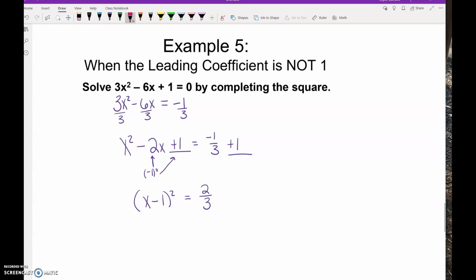Now we need to square root both sides. Sorry about that. That's my daughter, Mary.